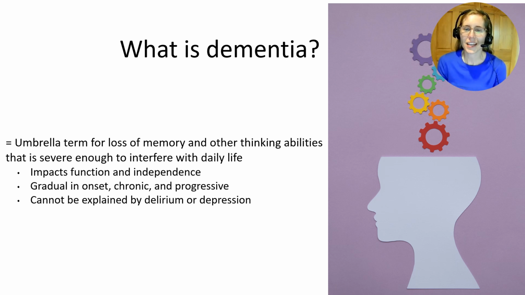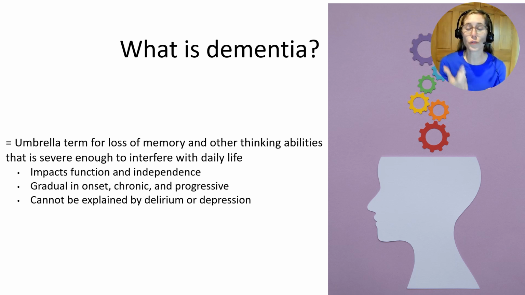Okay, so let's get to the meat. What is dementia? Dementia is really this umbrella term for loss of memory and other thinking abilities that is severe enough to interfere with daily life. I want you to notice that there are two parts to that sentence. The first is the loss of memory and other thinking abilities, and then the second is severe enough to interfere with daily life. Those two parts are both key to the definition and diagnosis of dementia.